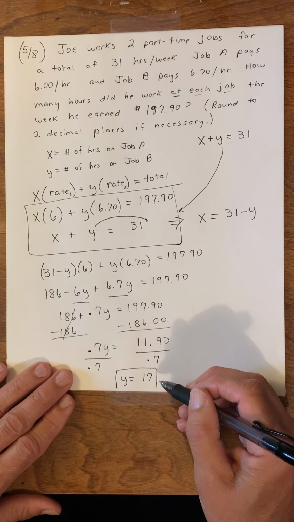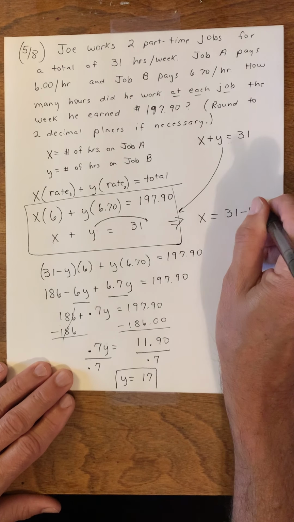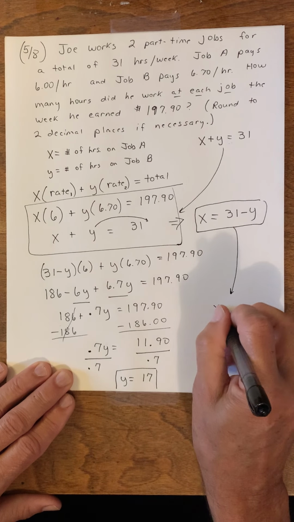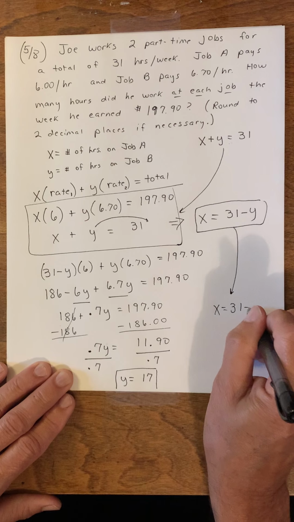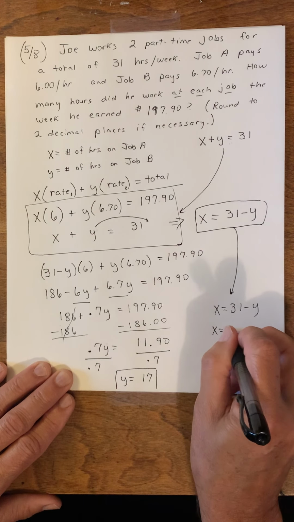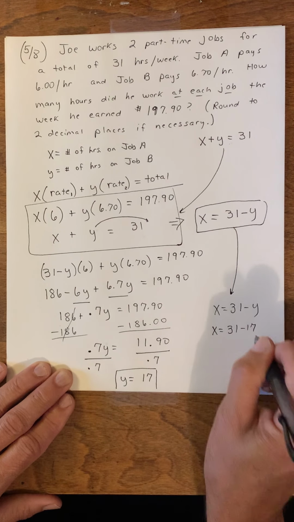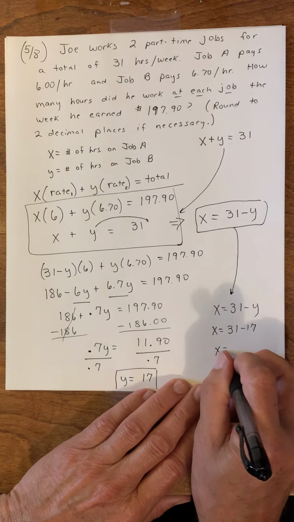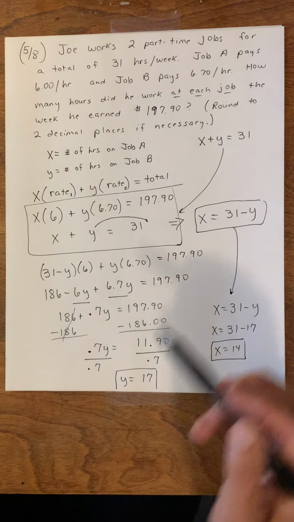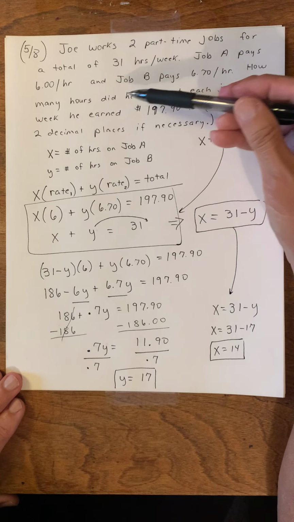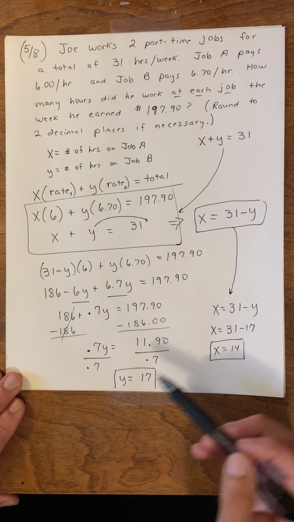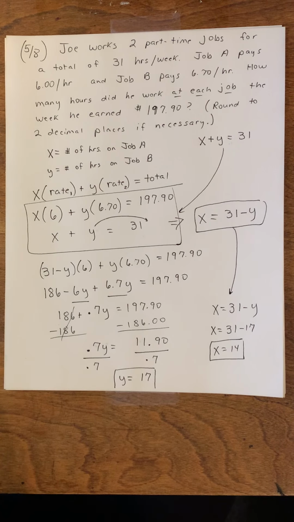How am I going to find x? Well, here it is right here. X is 31 minus y, but y is 17. So x is 31 minus 17. X must be 14. So how many hours did he work at each job? Job A, 14. Job B, 17.